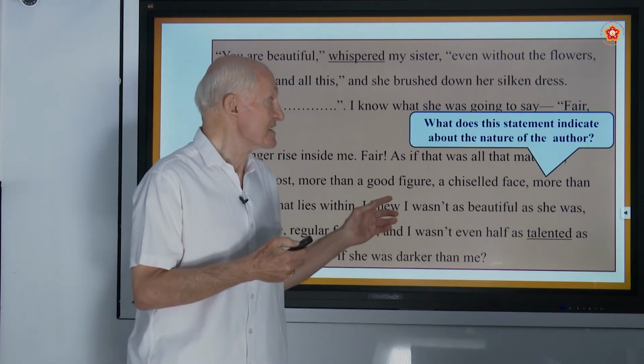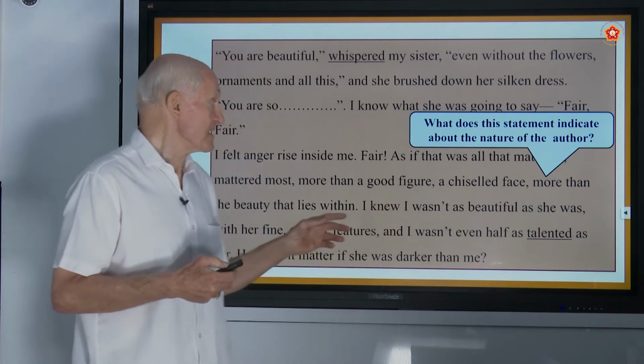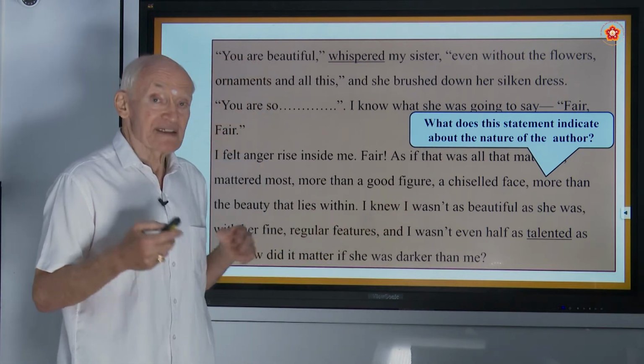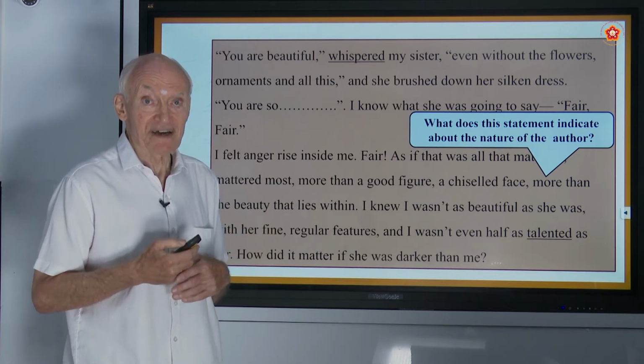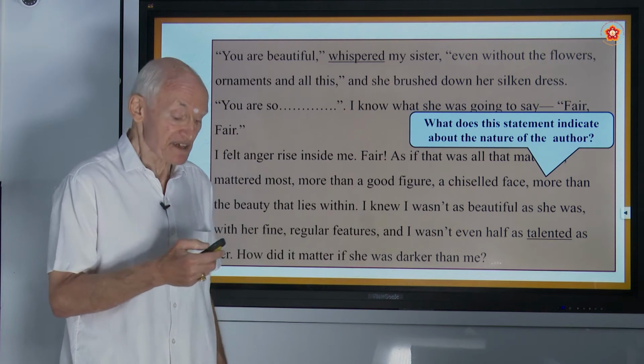What does this statement indicate about the nature of the author? It shows that the author appreciates good qualities in her sister, okay? And looks for the positive side, not the negative side.